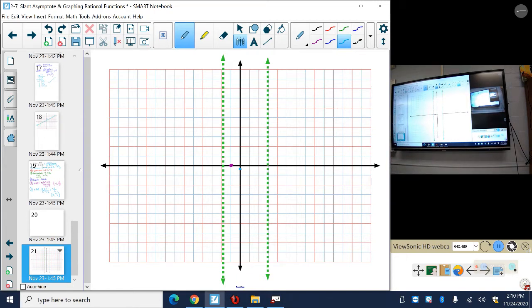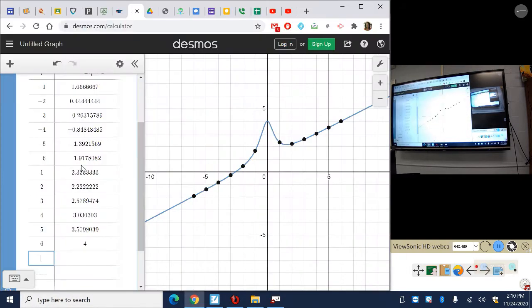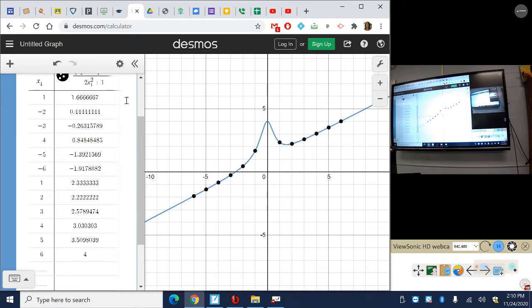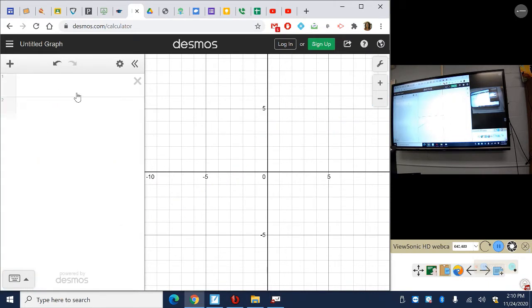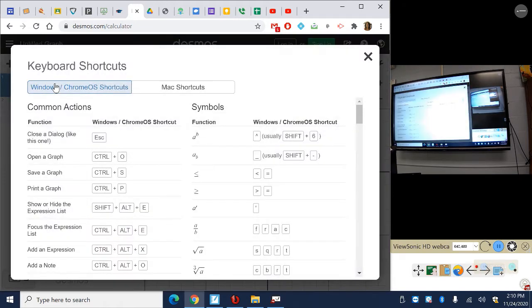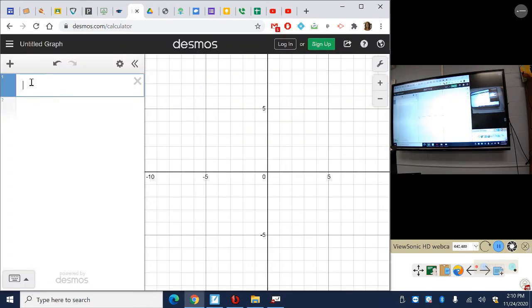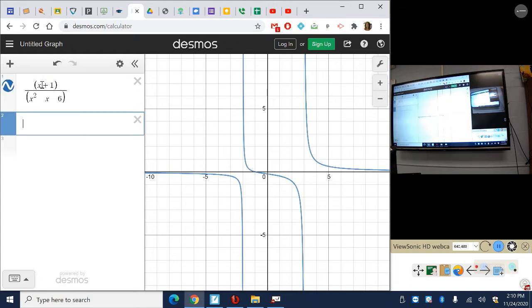Okay, now I'm going to come over to Desmos and graph this. I'm going to delete that, delete this. So I'm going to have parenthesis x plus 1 divided by x squared minus x minus 6, and hit enter.